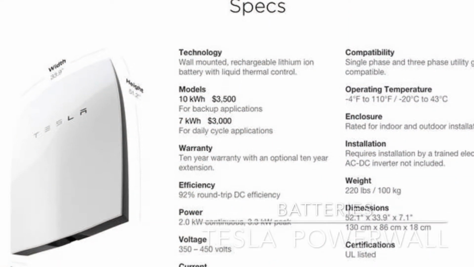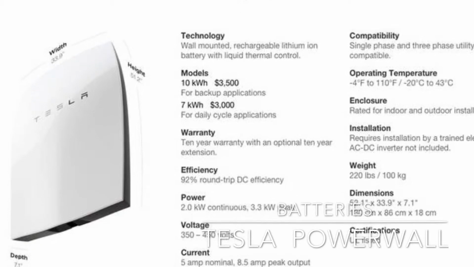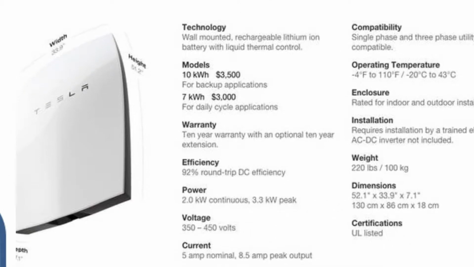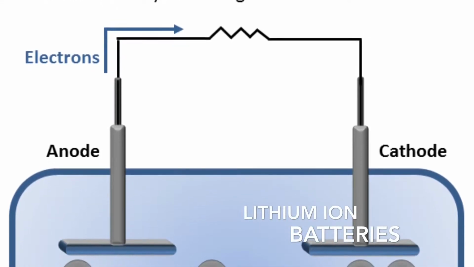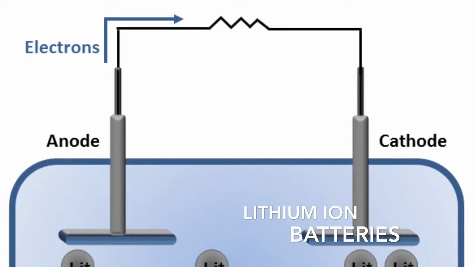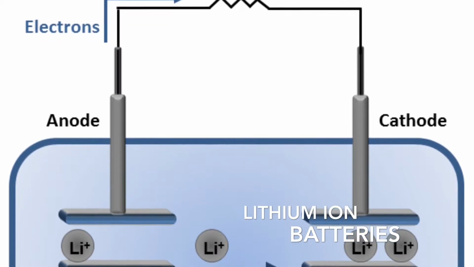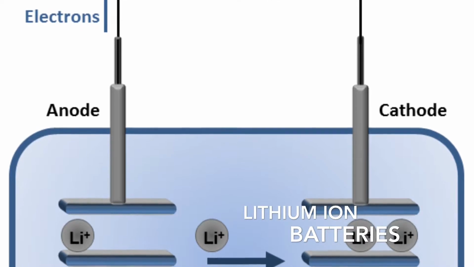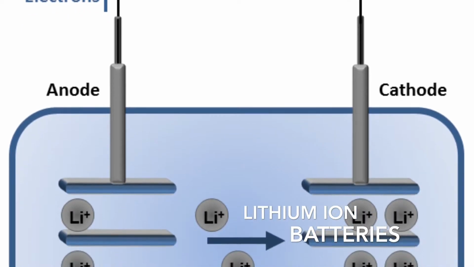Since the Powerwall is essentially a very large lithium-ion battery, let's explore how that works. Batteries store and release energy by moving electrons from one end of the battery to the other. Then we can use the energy from these moving electrons to do work for us, similar to a power drill. These two battery ends are known as electrodes. One is called the anode and the other is called the cathode.